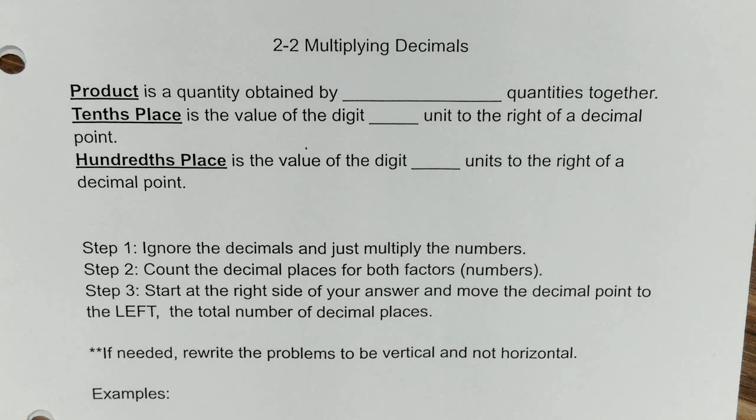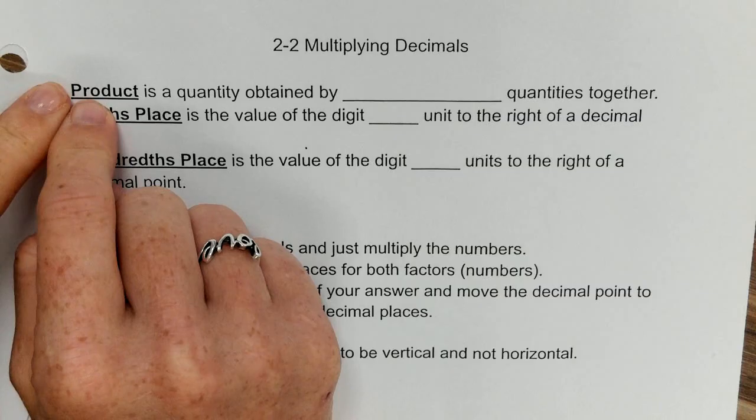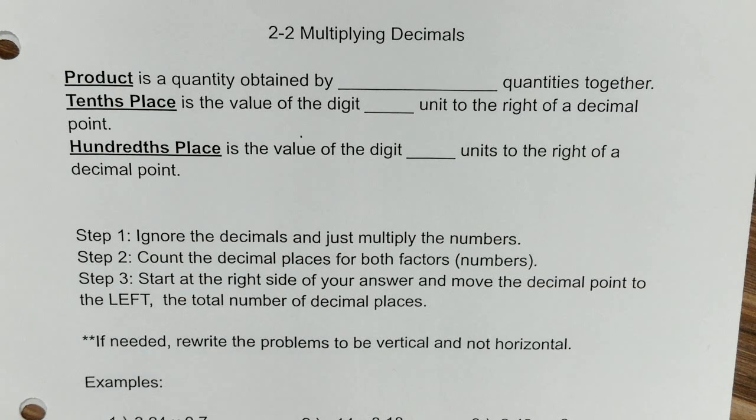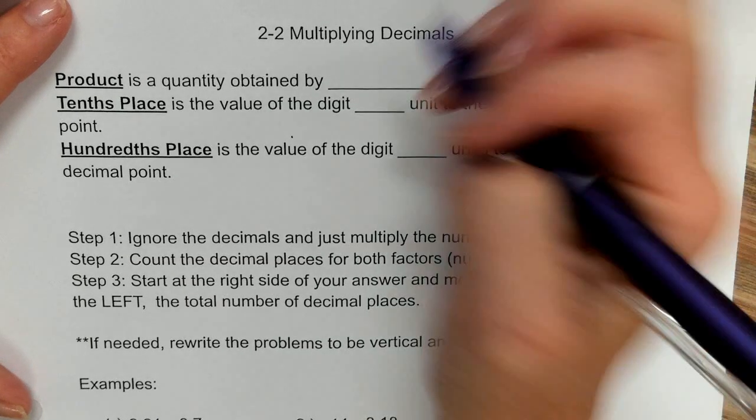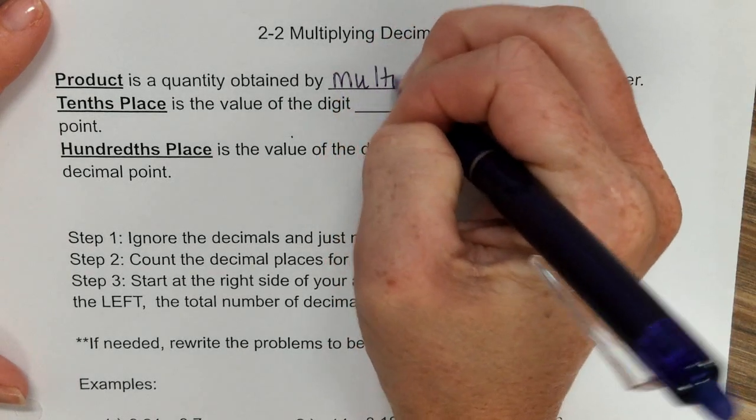Yesterday we did addition and subtraction of decimals. Today we're going to do multiplication. Multiplication has a special word that they like to use called product. Product is a quantity obtained by multiplying quantities together. Multiplying.